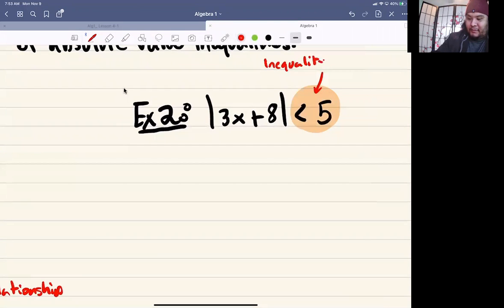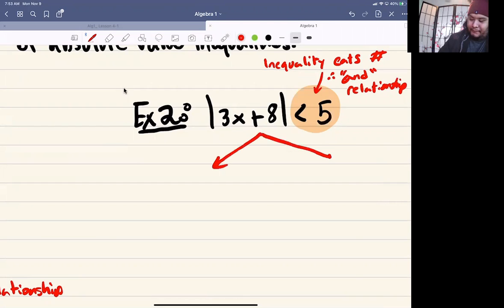Inequality eats number. Therefore, it's an AND relationship. All right, that's all there is to it. That means when we split it up, we're going to have 3x plus 8 less than 5 and 3x plus 8. And you keep the same inequality symbol, right?